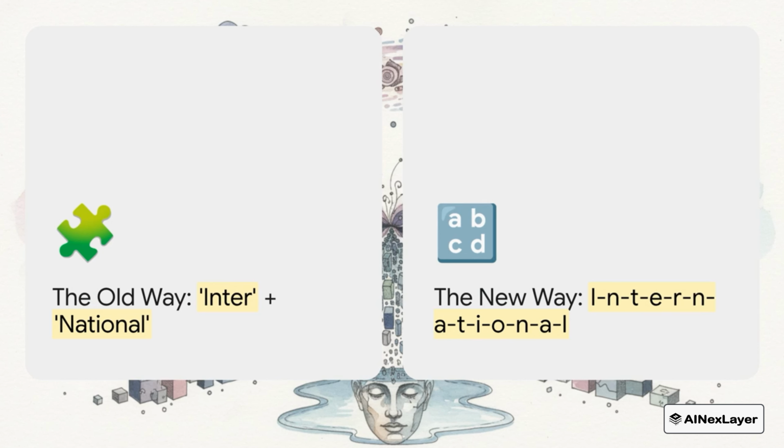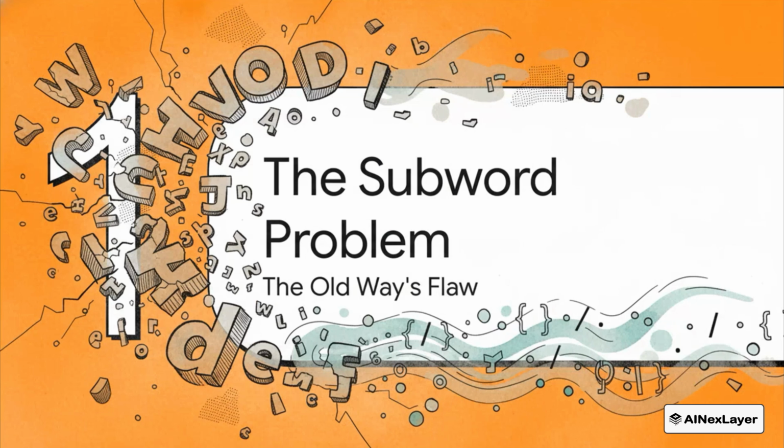And this slide just lays it out perfectly. On the one hand, you've got the standard method. Most AIs break a word like international into common chunks, or tokens, like inter and national. But on the other hand, you see the new way. The Bolmo model looks at the most basic building blocks possible, the individual characters, or even more accurately, the fundamental bytes that represent them. Now, this old way of using word chunks has been the go-to for years, but it actually comes with a whole set of hidden issues. This brings us to what developers call the subword problem.